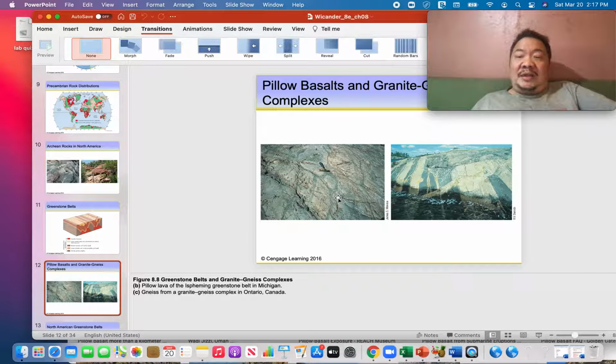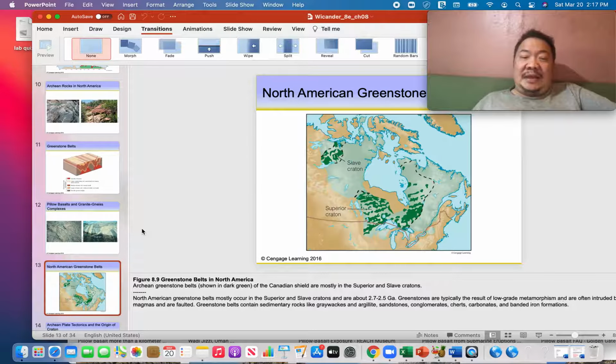So the granite gneiss complexes indicate that the continents were beginning to form during the Archean. The pillow basalts indicate the sea floor was starting to form during the Archean. And the greenstone belts indicate that the Earth was very hot, so that we could erupt ultramafic lavas producing komatiite.